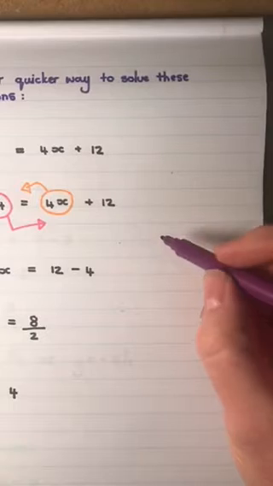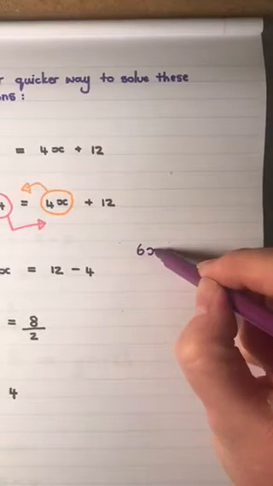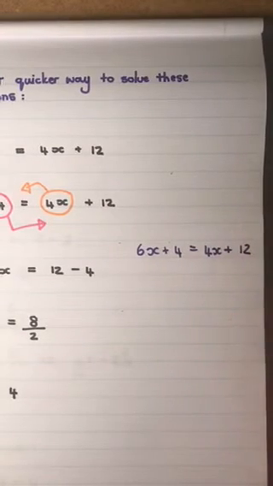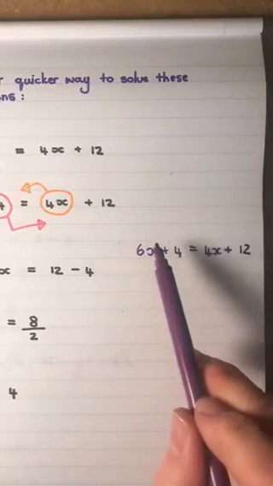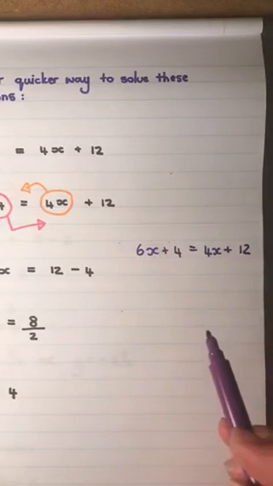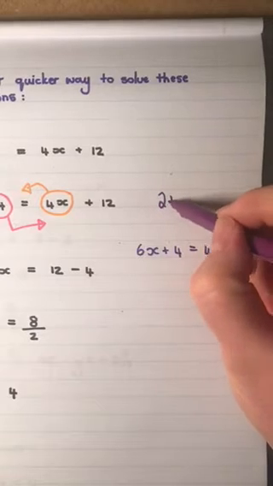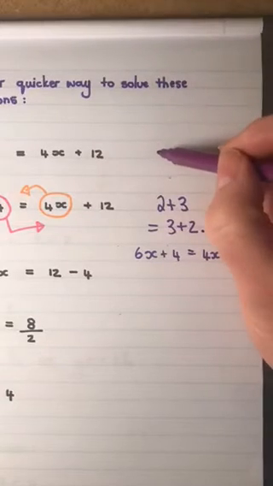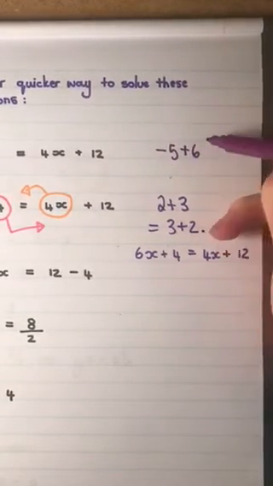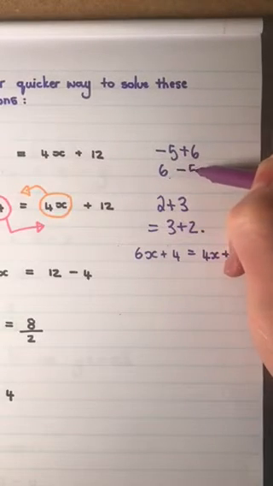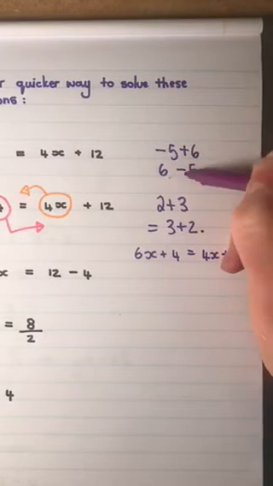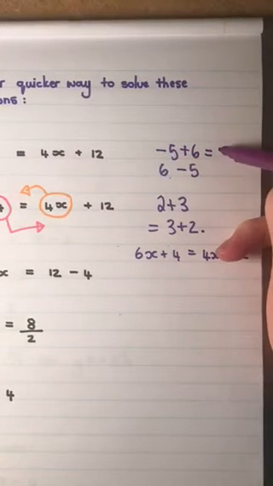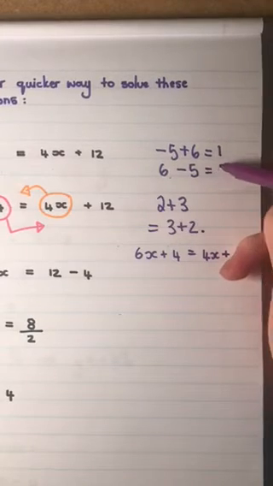So I'm just going to write over here the other way around. So if I had 6x plus 4 is equal to 4x plus 12. So as long as the sign changes as it goes over, it doesn't actually matter of the position. Remember, if I have 2 plus 3, that is the same as 3 plus 2. Even if you bring in negatives, negative 5 plus 6 is the same as 6 minus 5, as long as the term and the sign go together. So if you swap them around, negative 5 plus 6 becomes 1, and 6 minus 5 is also 1.